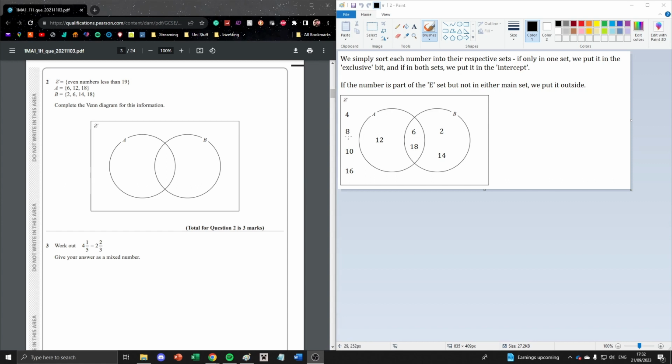8 is in neither, so we put it in the outside. Same for 10, it also goes in the outside. 12 is just in set A, so we put it in the exclusively A region. 14 is just in B, so we put it in the exclusively B section. 16 is in neither, so we put that in the outer area. And then 18, our last number in the universal set, is in both A and B, so we put that also in the intersection. So this should be what your Venn diagram looks like.